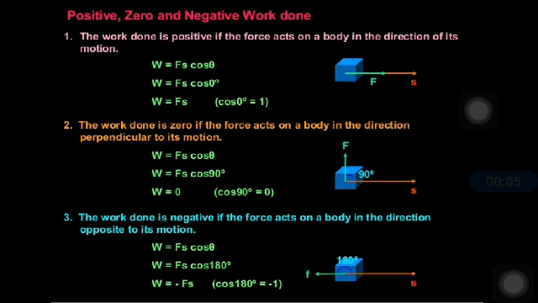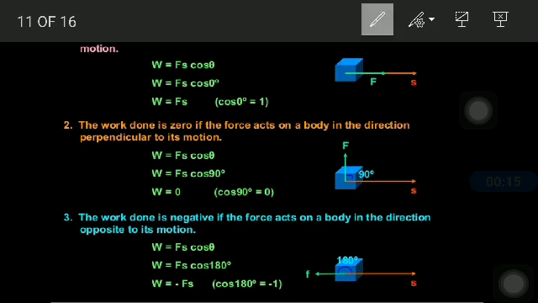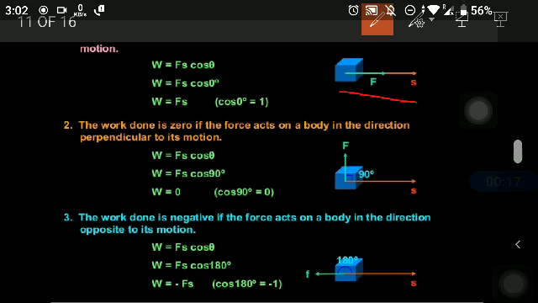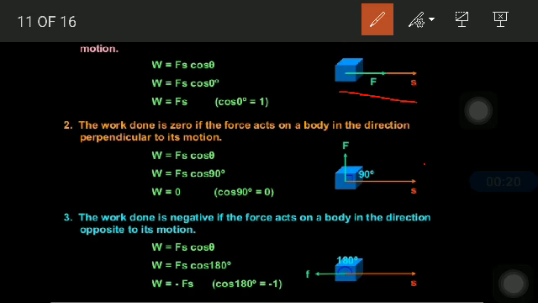So first, the work done is positive if the force acts on a body in the direction of its motion. Since W equals Fs cos theta, here if you look at the diagram, the force and the displacement, both of them are acting in the same direction. So the angle is 0 here, 0 degree. So W equals Fs cos 0 degree. Since cos 0 is 1, therefore W equals Fs, which is a positive work.